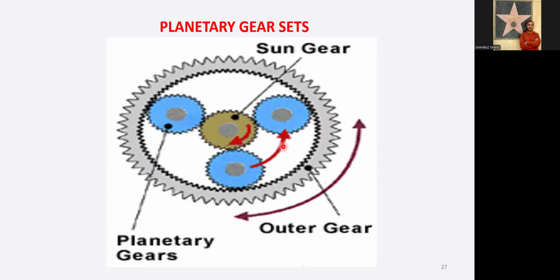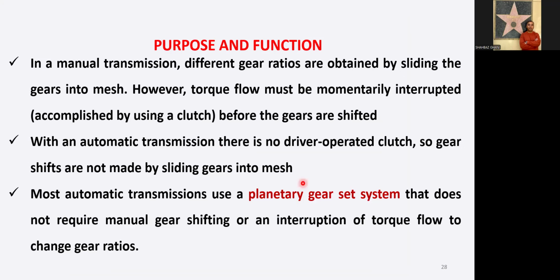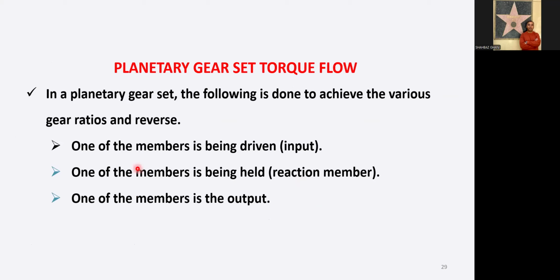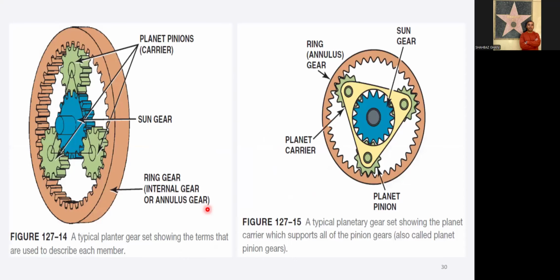Then we talked about the planetary gear sets. The major parts of the planetary gear set are the sun gear, then the pinion or planet carrier, then the outer ring gear. And then we studied the purpose and function of the planetary gear set, how they perform the function in an automatic transmission, in which one member is being driven, another member is held, and the third member is where we get the output.